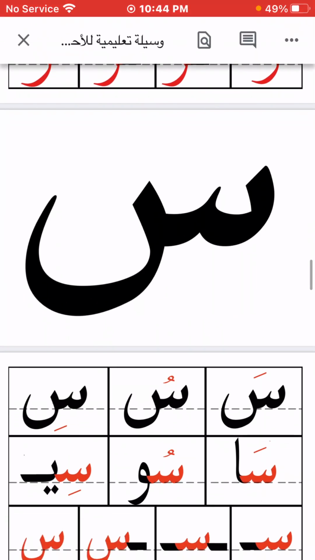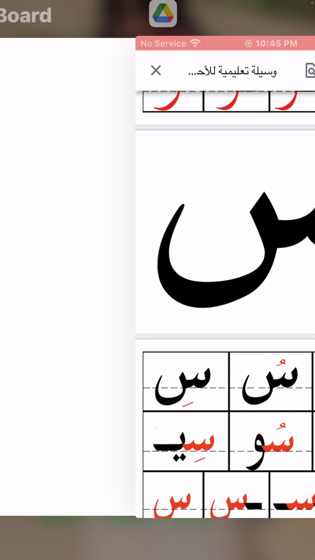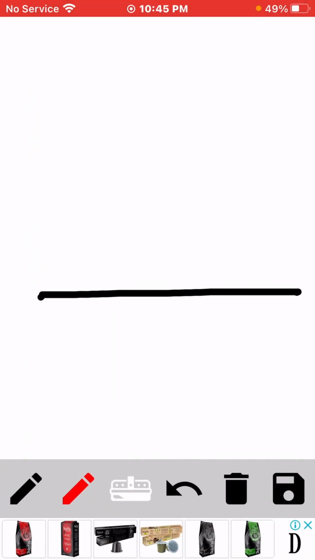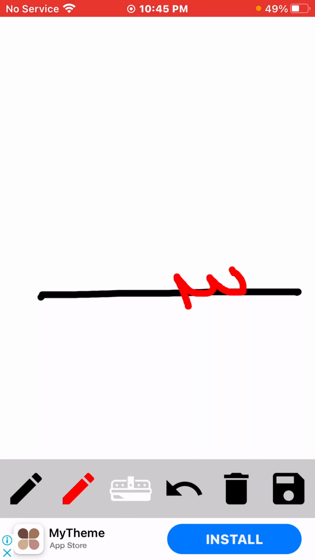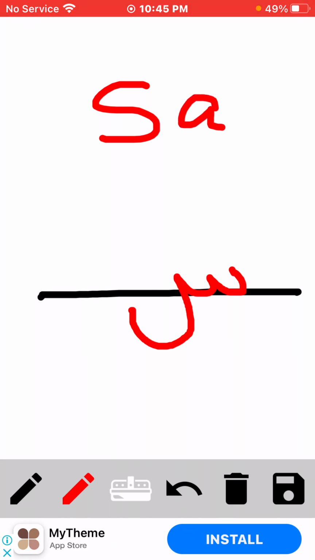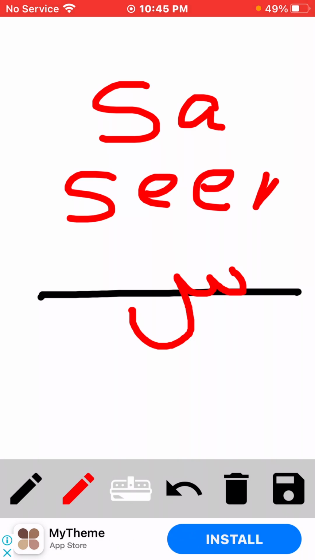This is letter sin. Its sound is sa. How do we write sin? It is two blades beside each other, the same, and a big blade under the line like this. This is letter sa, and its name is sin.